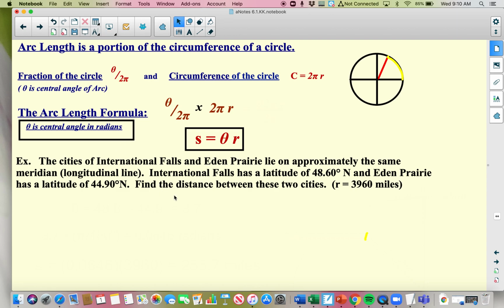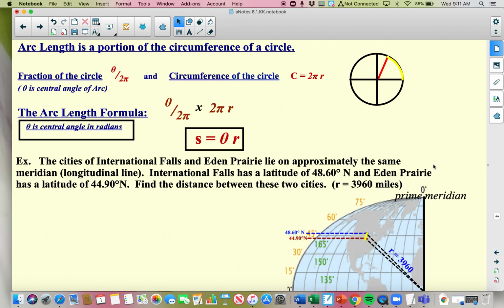Okay, so here's a quick example of arc length. It's pretty easy. I mean, you just dump the stuff into the formula. But we have the city of International Falls and Eden Prairie, and they lie approximately on the same meridian, which is a longitudinal line, if you're not familiar with that. International Falls has a latitude of 48.6 degrees north, and EP has a latitude of 44.9 degrees north. So they're pretty close. We want to know the distance between the two cities, and we know that the radius is 3,960 miles.